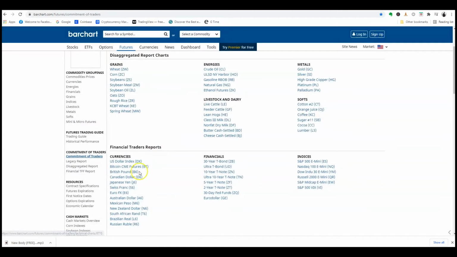Looking at all those different pairs, I look at gold, dollar, British pound, CAD, JPY, Swiss franc, the euro, AUD, and I do tend to look at the Mexican peso from time to time, the New Zealand dollar, and the 10-year T note.